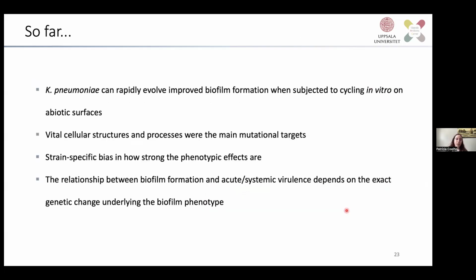So far, we show that Klebsiella can rapidly evolve towards a stronger biofilm formation capacity phenotype, both in vitro and in the different abiotic surfaces. Vital cellular structures and processes are the main mutational targets, and they are repeatedly selected. And there is a strong strain-specific bias on how the phenotypic effects are. So we don't see, again, a correlation between mutations and the final outcome in the phenotype.